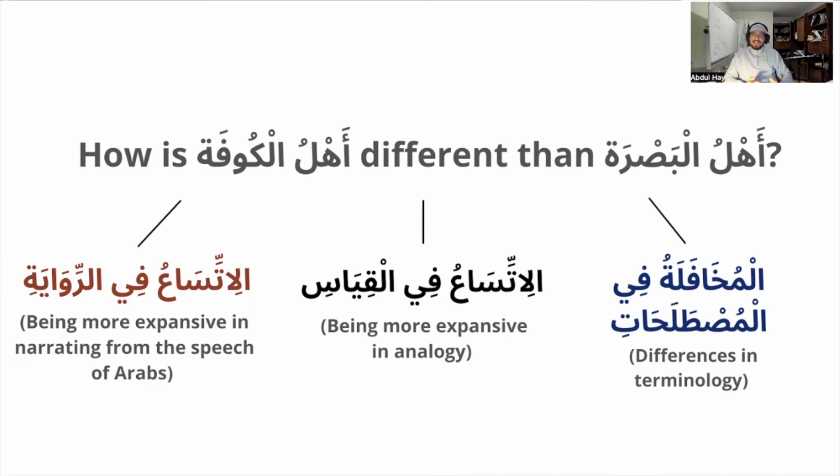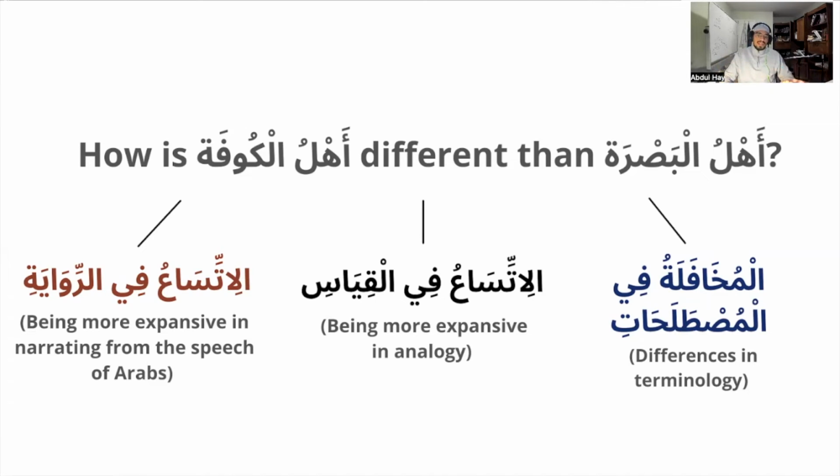The school of Kufa did not do this. They said we're going to take it from a much bigger pool of Arabs. So they went to even some tribes that had mixed with non-Arabs, and they also took and documented their speech. So they're a lot more broad and a lot more expansive in narrating speech from Arabs than the school of Basra, which was a lot more strict in following rules and only taking speech from the tribes that they deemed to be very, very pure in their speech.